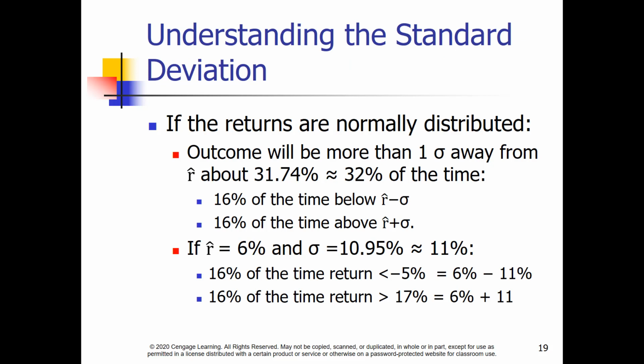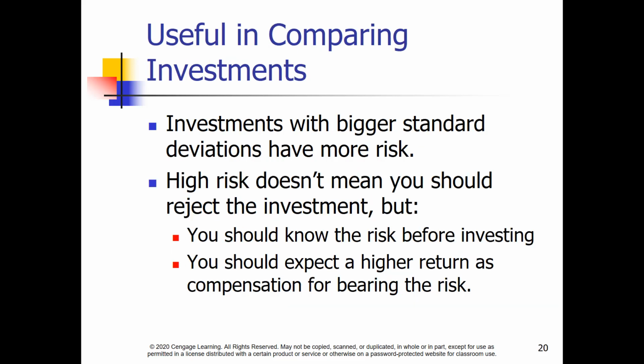The standard normal curve is shown in Figure 6.4 in your text. If the return will be within one standard deviation 68.26% of the time, it'll be outside this range 1 minus 0.6826, or 31.74% of the time, or about 16% of the time above, 16% below. We're concerned with the downside risk, the probability of less than minus 5%. Greater than 17% would be great. The point: return is not the only metric in choosing an investment. You must evaluate the expected return relative to the risk. Higher risk should bring a higher return.